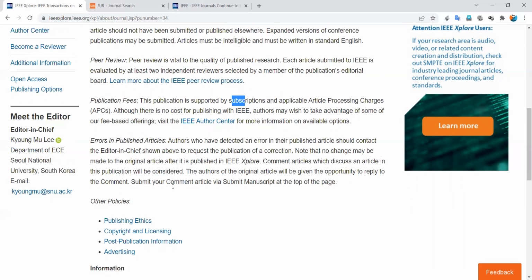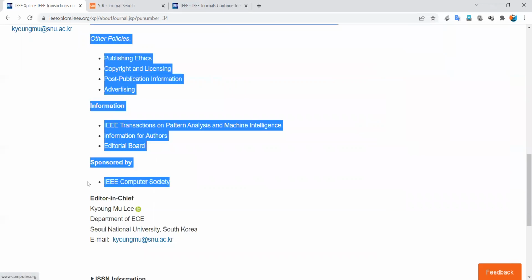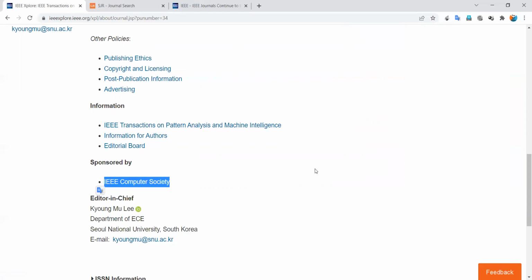So here the related policies links are also given: copyright licensing, post publication information, advertising, publishing ethics, etc. Okay, so in this way you can see different sorts of information, and this transaction or journal is sponsored by IEEE Computer Society, which is a very popular society of IEEE.